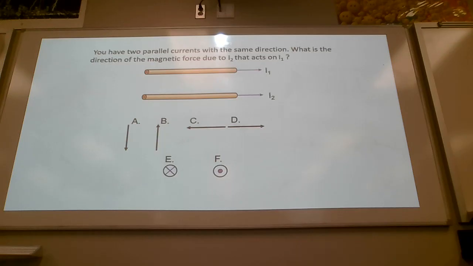From the last question, does wire 1 actually have its own field? It does, but we're not looking at it until this question. Does that make sense? We're not looking at number 1's field right now, we're just at number 2. We're looking at the magnetic field that 2 created, that 1 finds itself in.